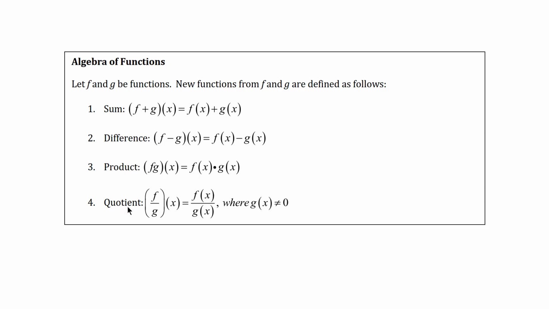Number 4, quotient. F over g of x equals f of x divided by g of x, where g of x is not equal to 0. In the next example, I'll show you how we apply these rules to our newly defined functions.